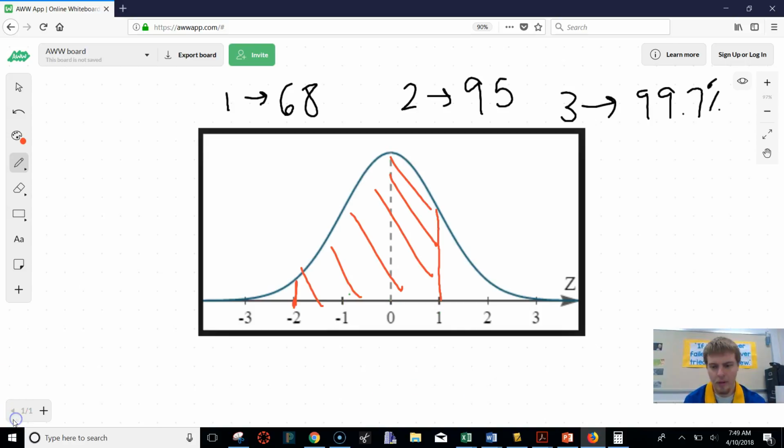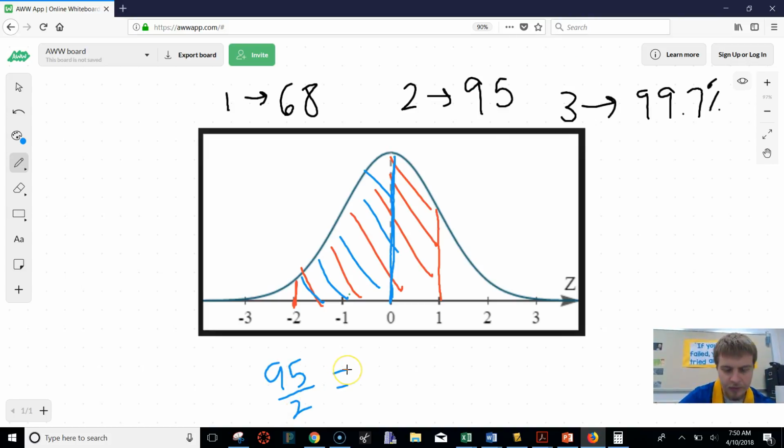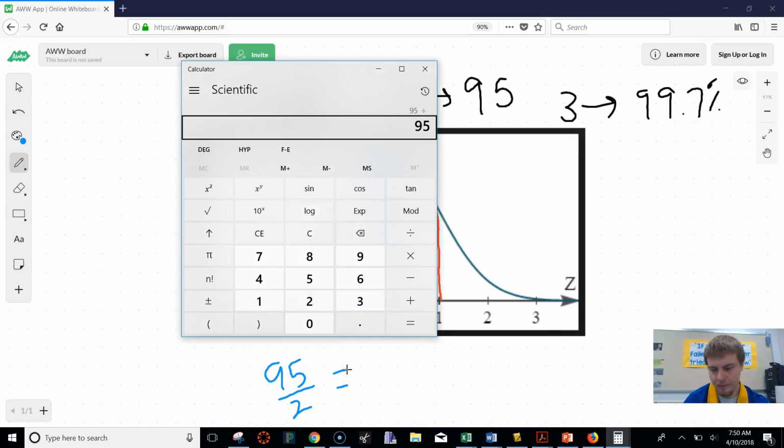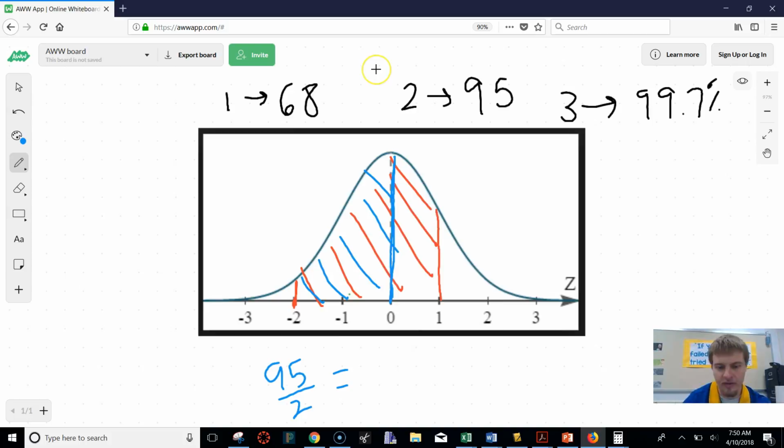Let's look at another one. On this one, I want to go from -2 to 1, so I'm stopping early, so it's not going to be the entire 95. Now I like to break this up into two categories because I think it's a little bit easier. I'm going to break it right down at the center because I know that this is going to be half of the 95 data, and half of 95 is 47.5.